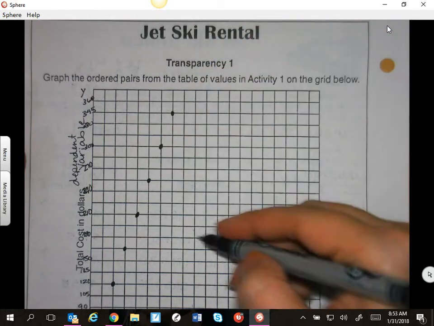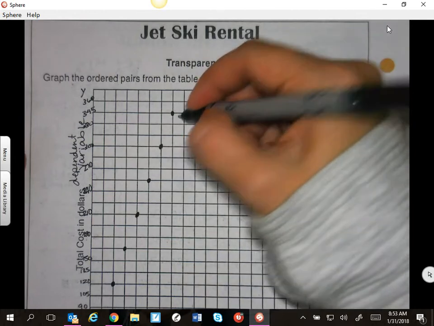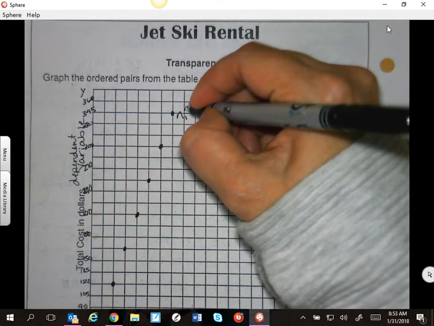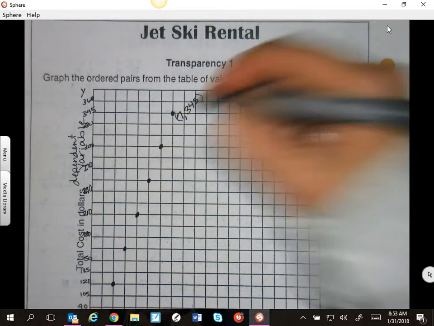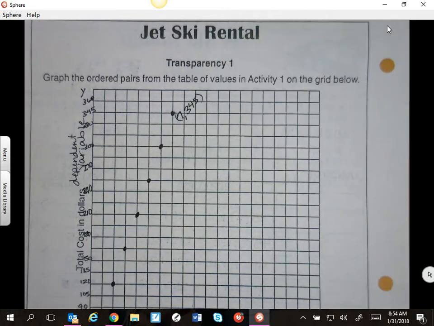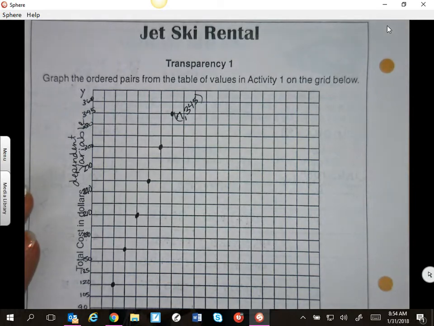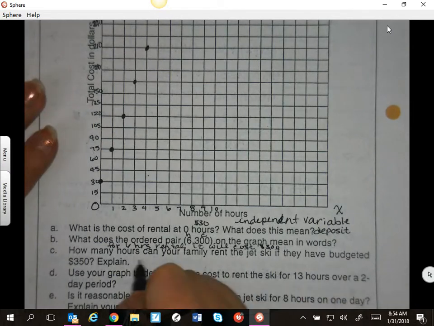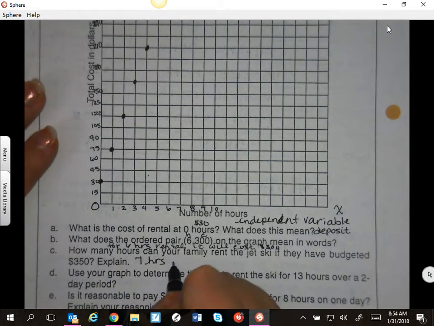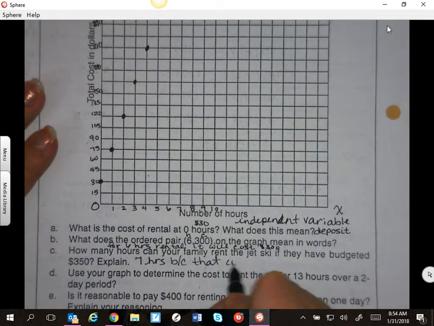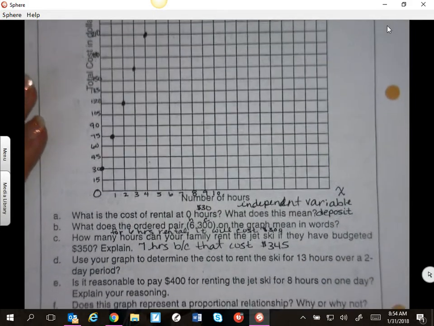And if you look, that is at, this is saying 7 hours is $345. The question is $350. Well, do we have enough money? No, we don't have enough money for 8 hours because that's only $5 more from $350. So how many hours could we? We can say 7 hours because that costs $345. So we can use a graph to make predictions.